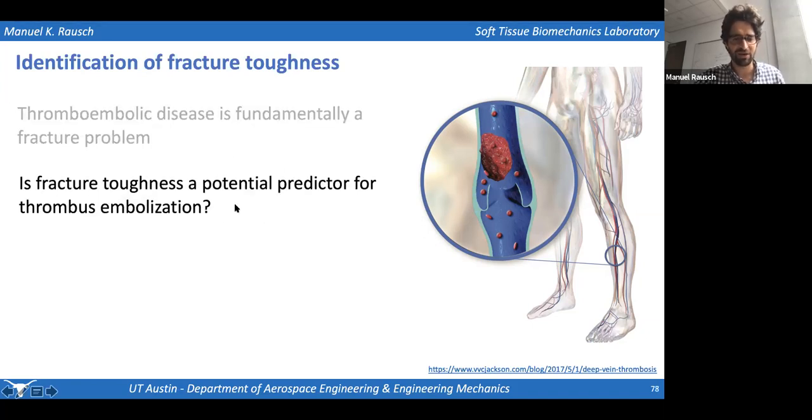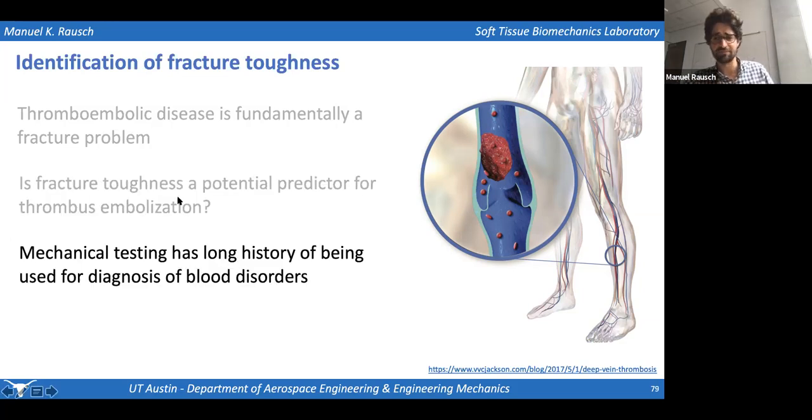So one of my questions was, would it be able to actually test the fracture toughness of clot to predict whether it's likely to break off or not? And this may seem like a crazy idea, being essentially we take the blood from a patient, we clot it, we pull it apart, test its fracture toughness, and make some sort of prediction of the risk that this patient experiences. But it's not that crazy in that mechanical testing of blood has a long history.